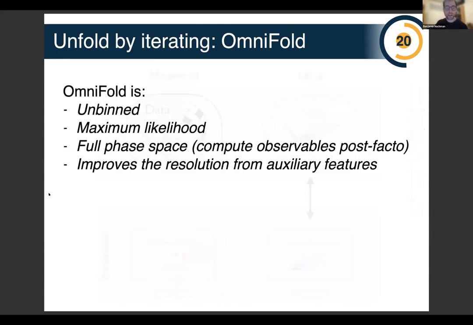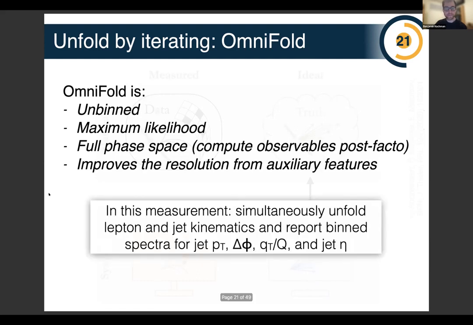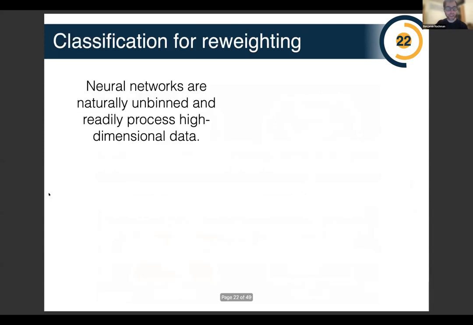Okay, so this procedure is inherently unbinned. I didn't prove it to you, but it achieves the maximum likelihood estimator like other unfolding approaches. In principle, it can accommodate a large phase space, and it can improve the resolution from additional features. I haven't told you how we do the reweighting, and that's where the machine learning will come in. I'll describe that in just a second. In this measurement, we're simultaneously unfolding the lepton and jet kinematics, and we're going to report binned spectra for the jet pT, the delta phi between the jet and the electron, the qT, which is the momentum imbalance, and the jet eta.